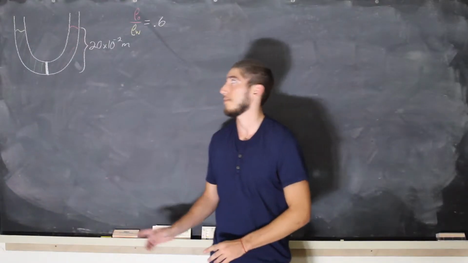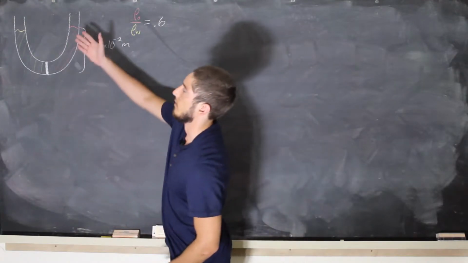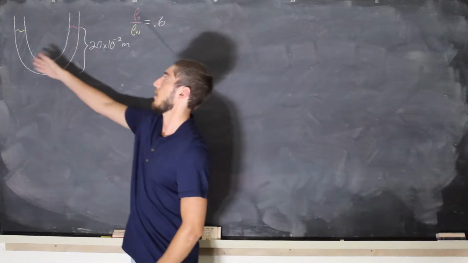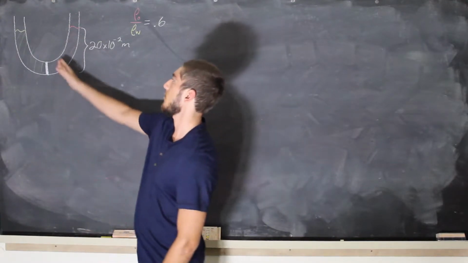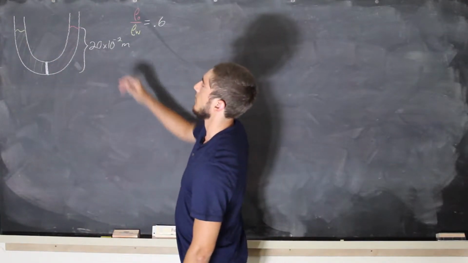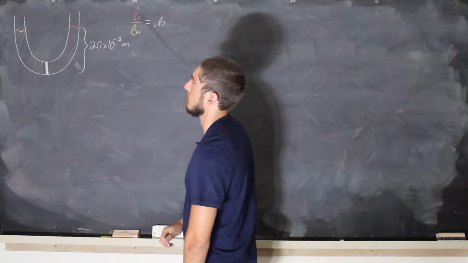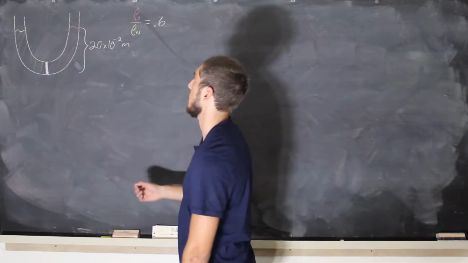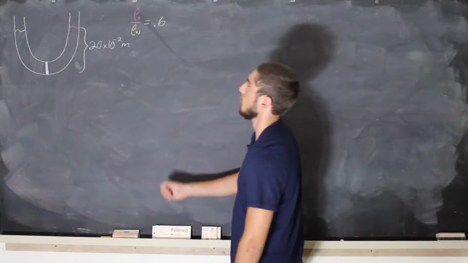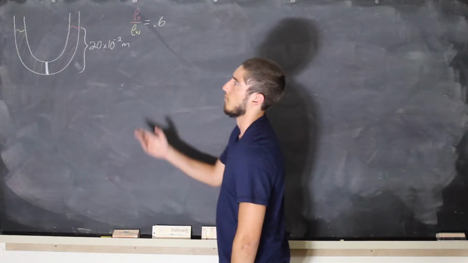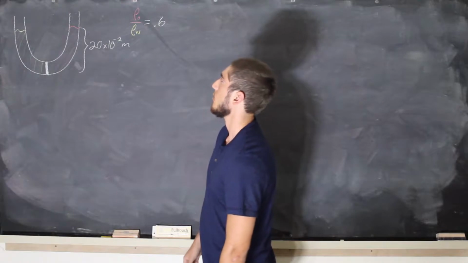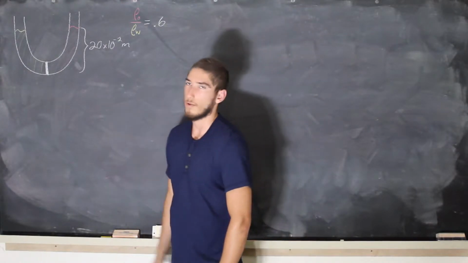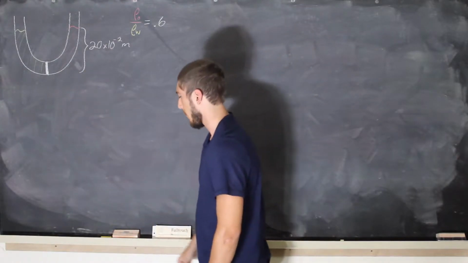Okay, so this problem is a little trickier. We have kind of like a U-shaped tube. On one end we have water, and on the other we have oil. There's a barrier in between them, and the height is 20 times 10 to the negative 2 meters. The specific gravity of the oil is 0.6, so we know that the water is much more dense than the oil, and we want to know what the new heights would be if we remove the barrier.